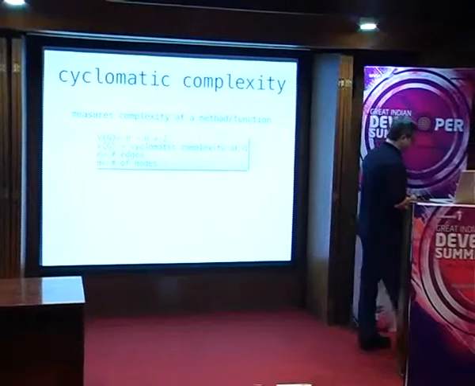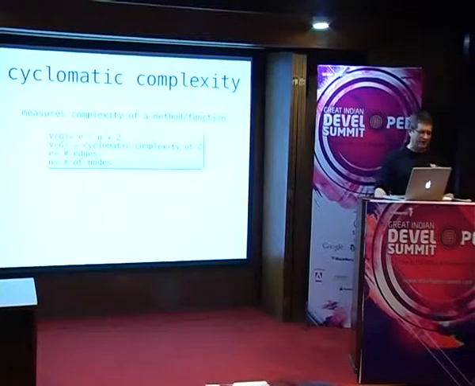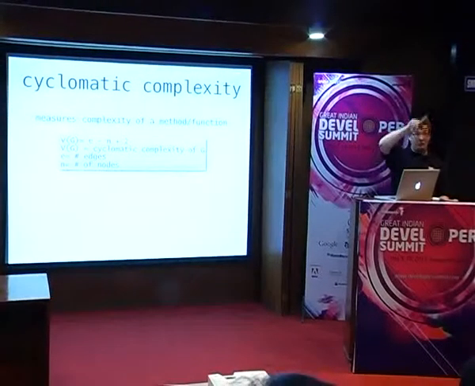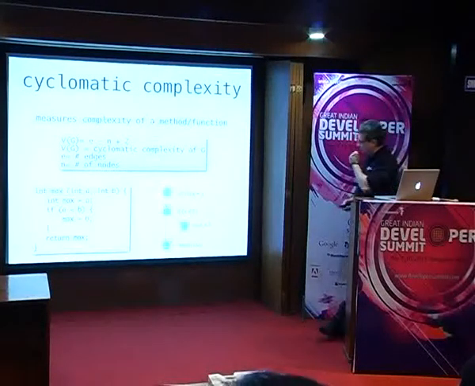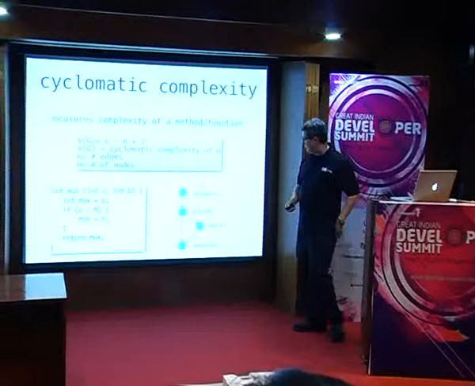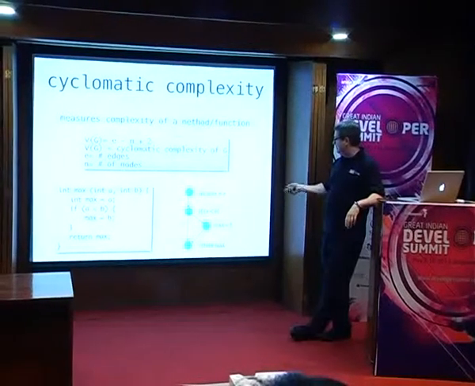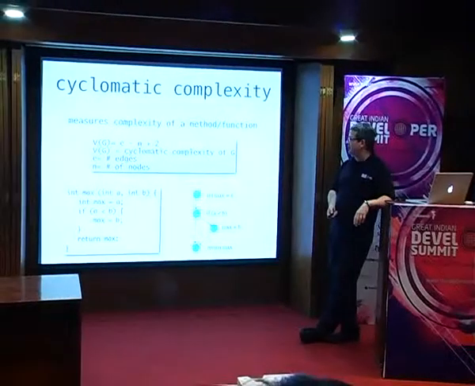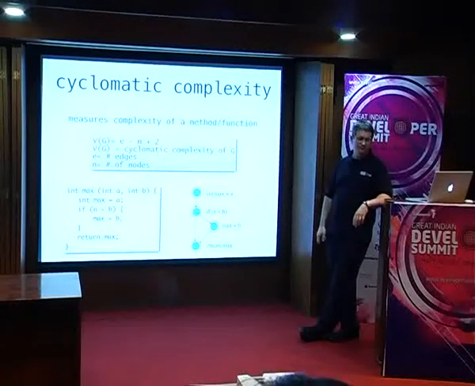This is the formula. Edges minus nodes plus 2, where nodes are lines of code and edges are possible paths through that code. So for example, if you look at this little method that determines the max of two numbers, this is the edges and nodes view where I've sketched out the edges and nodes. Now I can count them up and apply the formula. So 4 minus 4 plus 2, so the cyclomatic complexity of this guy is 2.